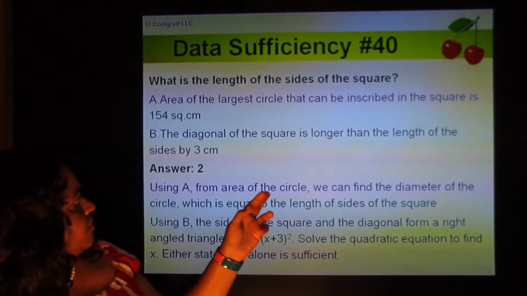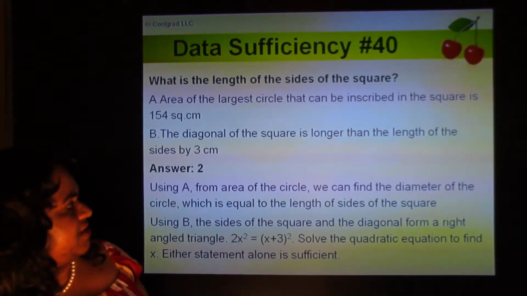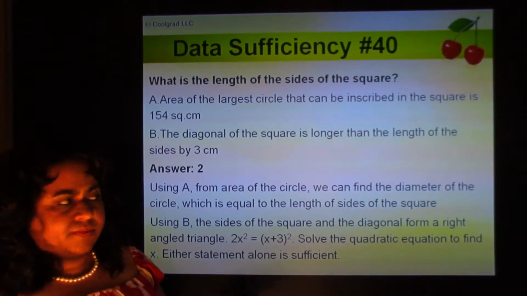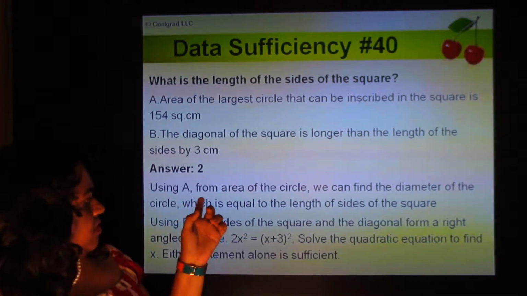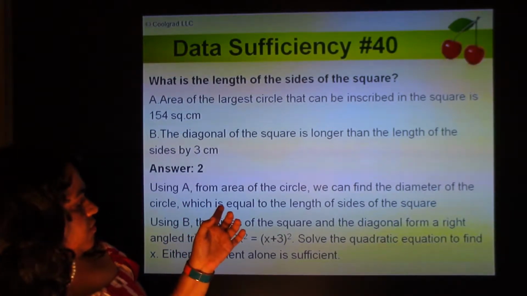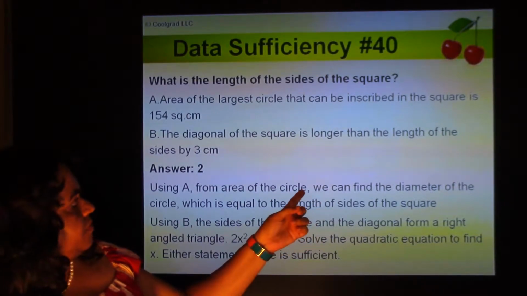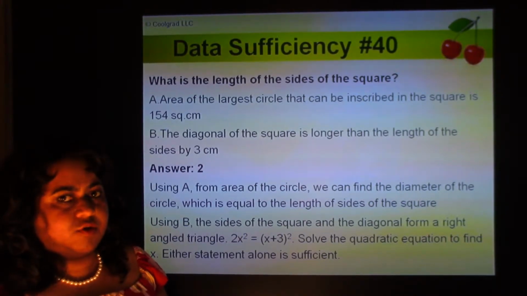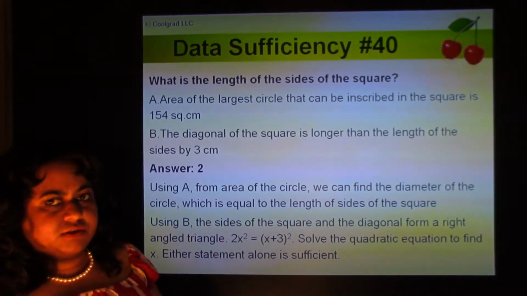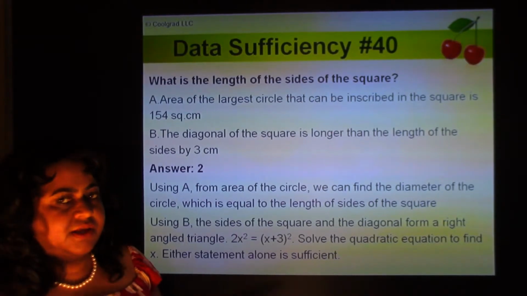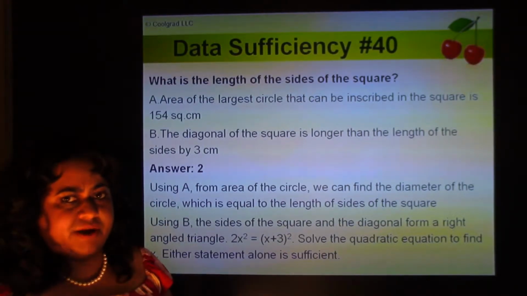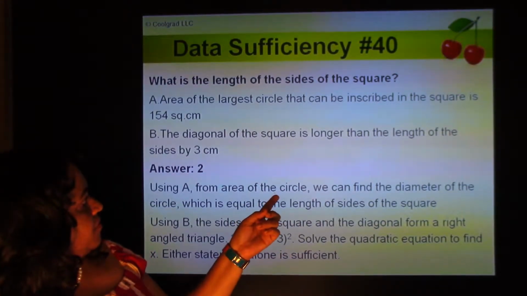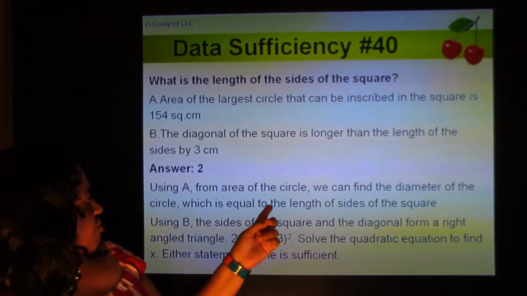From the area of the circle, largest circle that can be inscribed in the square. So the radius of the circle is half of the length of the side of the square. So from the area of the circle, so that is pi r square, right? So using the formula, pi r square is 154. So we can solve for r. We know the radius of the circle. And the radius of this circle, largest circle inside the square, is nothing but half of the length of the side of the square. So we can find out the length of the square. So this statement alone is clearly sufficient.